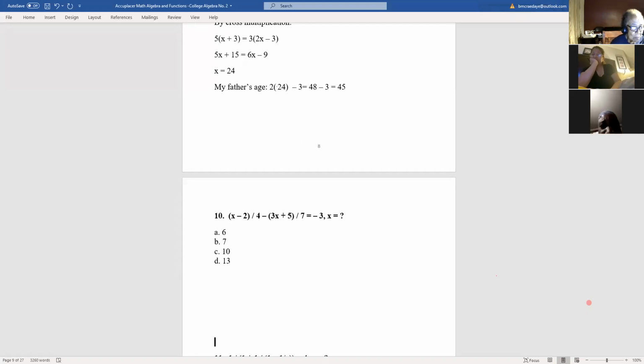Now, here's another problem. You got x minus 2 over 4 minus 3x plus 5 over 7. This is a division sign, right? That slash is a division. And the slash 7 is equal to a minus 3. What is x equal to? So we gotta do the parentheses first.